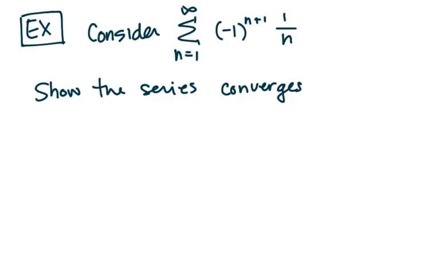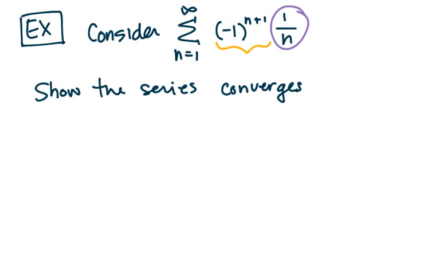So here we have an example. We're going to consider the series, n equals 1 to infinity, of negative 1 to the n plus 1 power times 1 over n. This is one of the series I listed at the beginning of our first video in this section. We're talking about the harmonic series, which is generally divergent, but because I have this alternating term, this negative 1 raised to a power, we're going to be able to show that this alternating series is actually convergent.